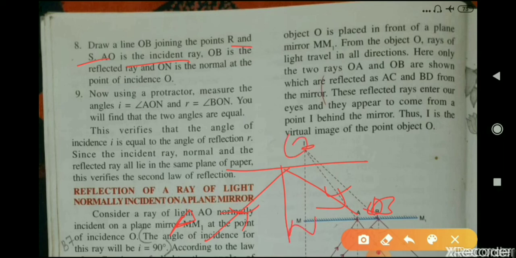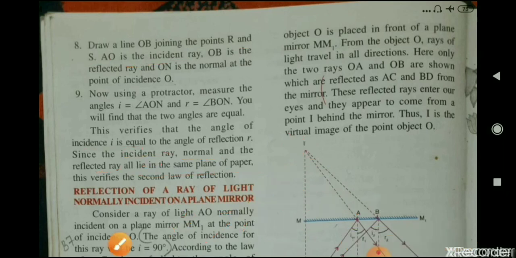So using the protractor, you can measure the angle AON and angle BON, and you will find that both these two angles are equal. This verifies that the angle of incidence is equal to the angle of reflection, and since the incident ray, normal and the reflected ray all lie on the same plane of paper, this verifies the second law as well. Okay, once more I will show you the diagram.